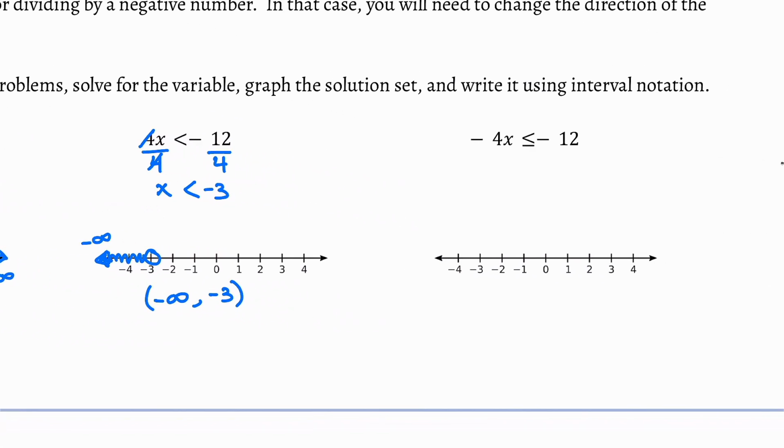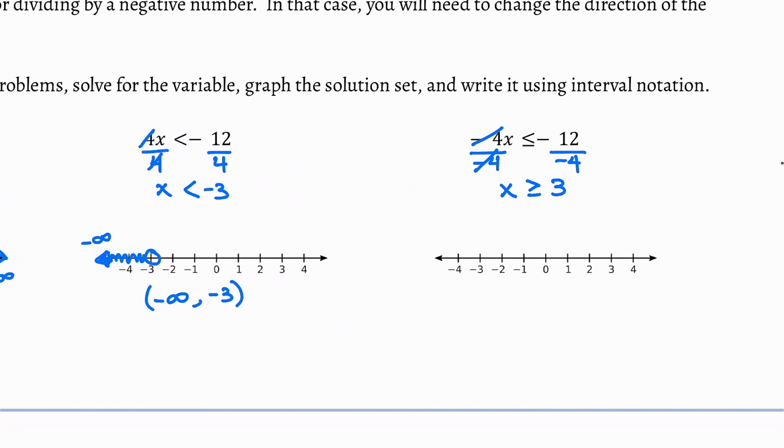And then our last example on this page says negative 4x is less than or equal to negative 12. Very similar to the last one, except this time I am multiplying by negative 4, which means I need to do the opposite, which means I need to divide by negative 4. Since I am dividing by a negative 4, I need to change the direction of that inequality. First of all, negative 12 divided by negative 4 is positive 3, and we're going to change the direction of that inequality. So now it's going to go the other way because of the rule that we said above.